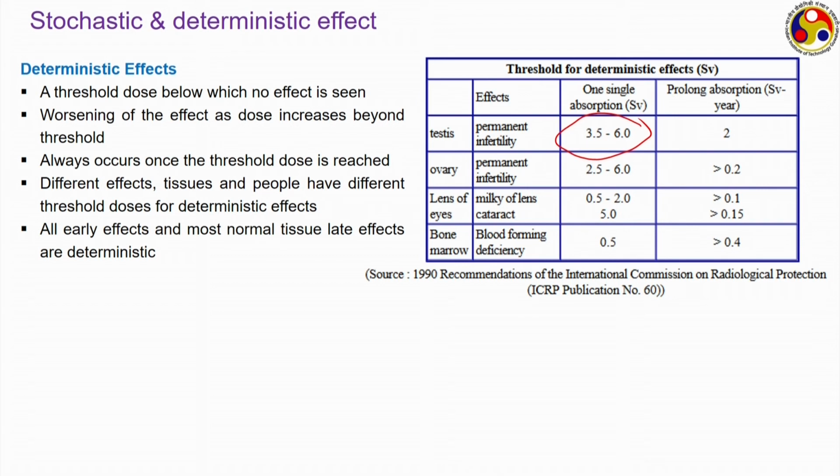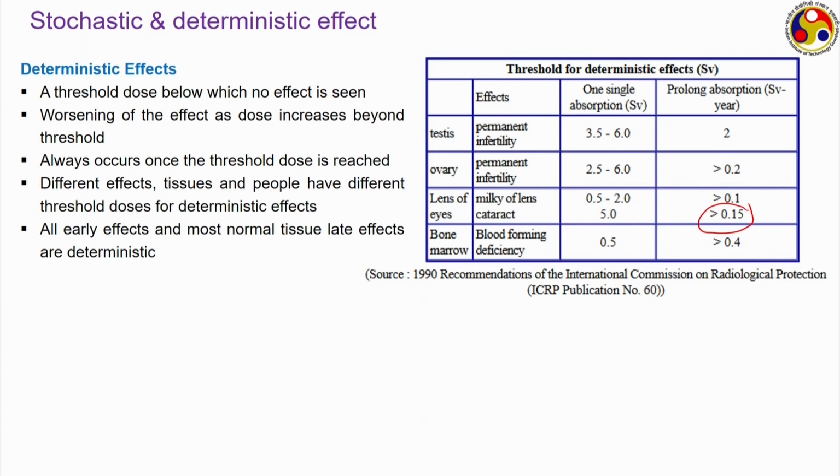Ovary is even more sensitive. Generally the female genitalia is much more sensitive than the male genitalia, and that is why the value is even smaller, in fact 10 times smaller. The lens of the eye is also very sensitive. When subjected to a radiation dose of something like 0.5 to 2 Sv only, it can result in clouding of the lens, whereas cataract formation may appear with a dose of 5 Sv or greater, or 0.15 Sv for prolonged radiation dose.